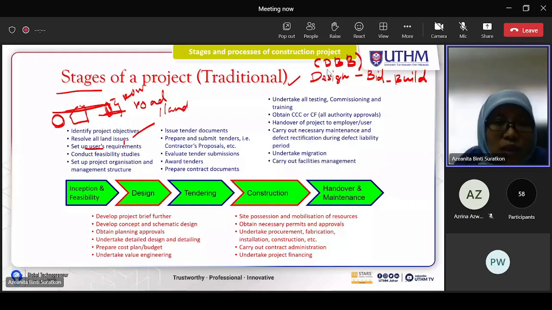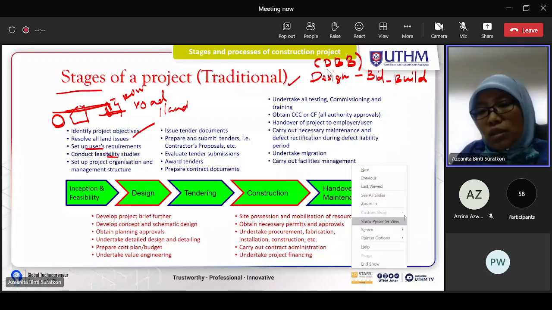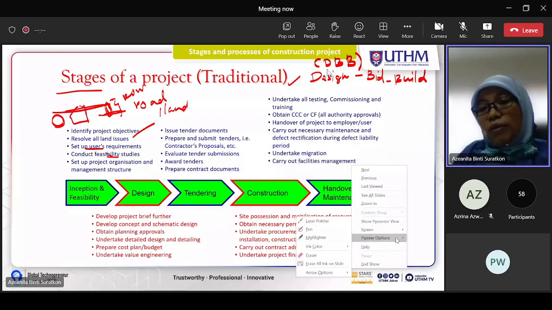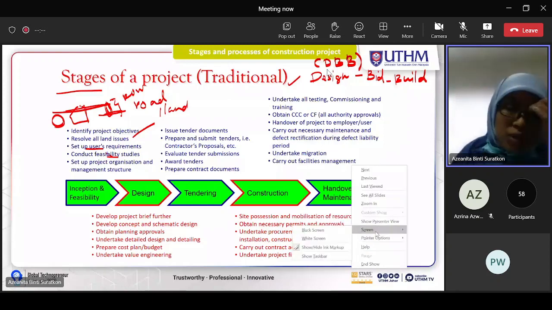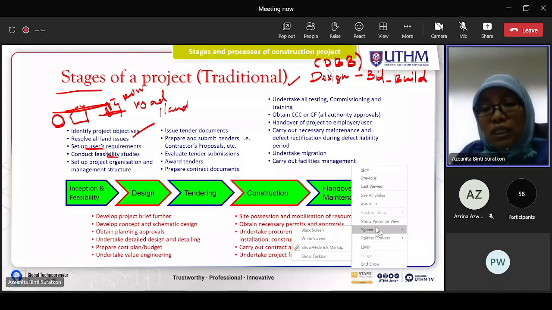Okay, and then conduct feasibility study. So feasibility studies is actually a very early stage. They have to see whether the project is viable, will give benefit, will give profit or not to the client or to the owner itself or to the local people, depending on the nature of the project lah.